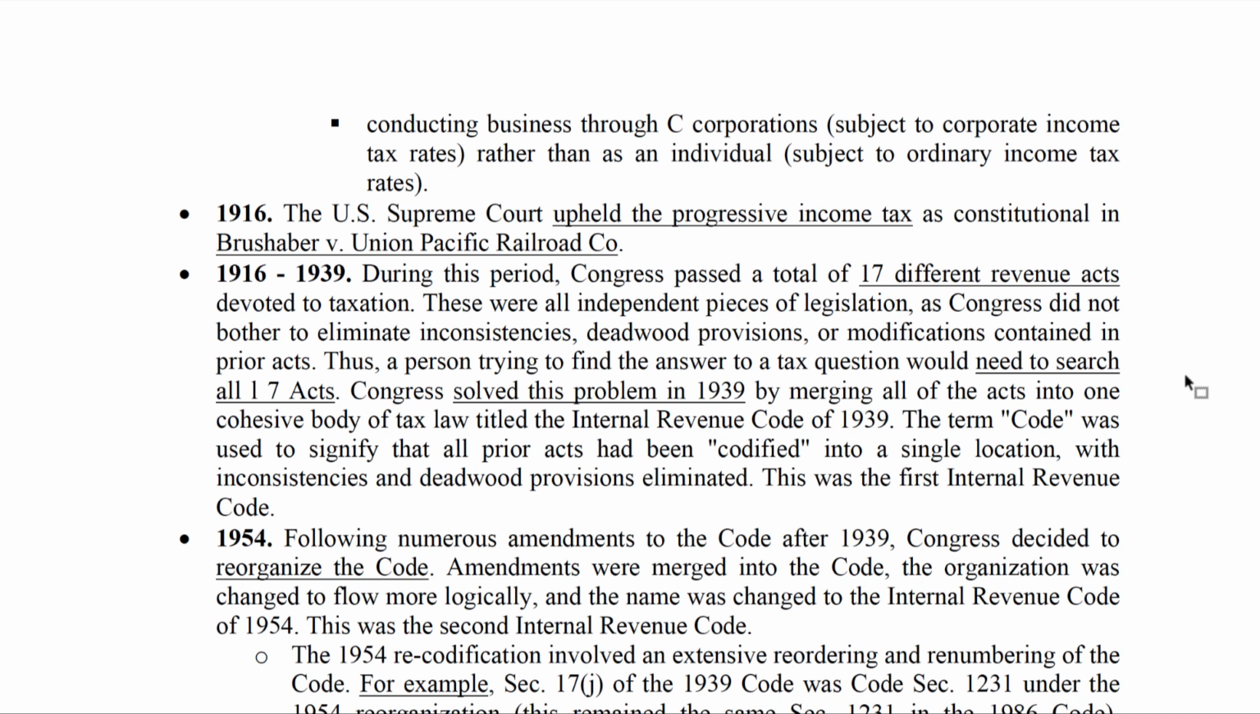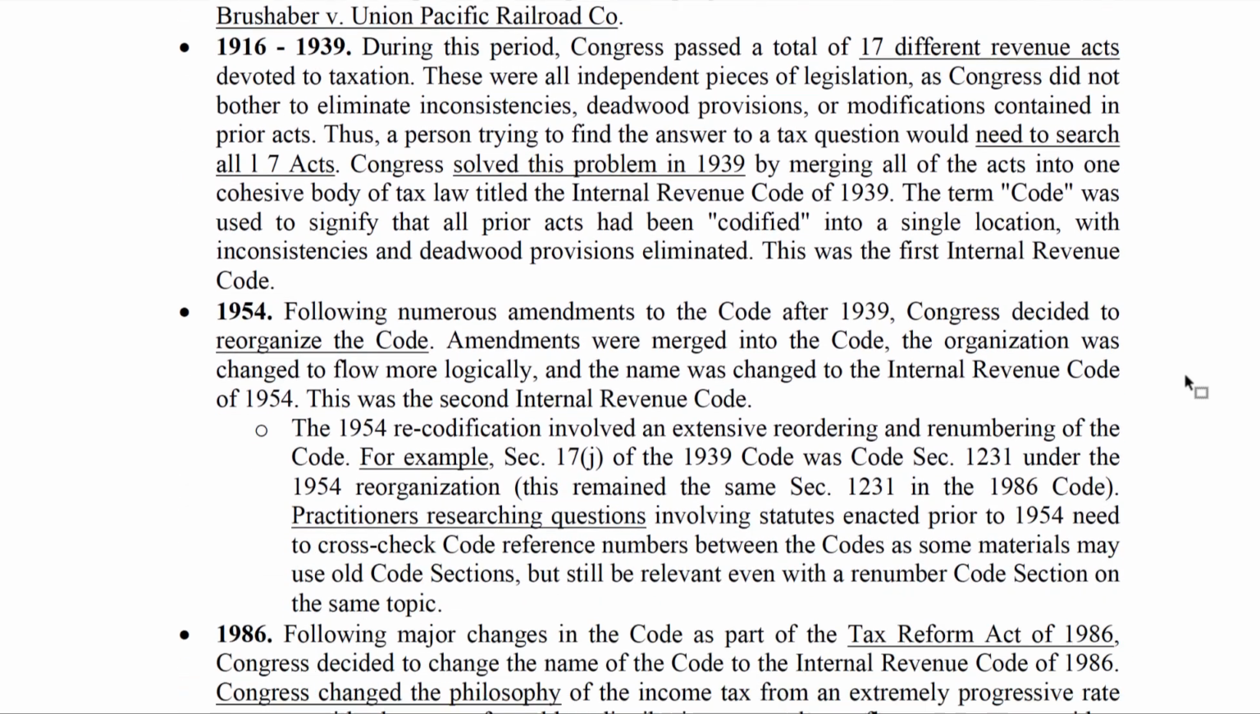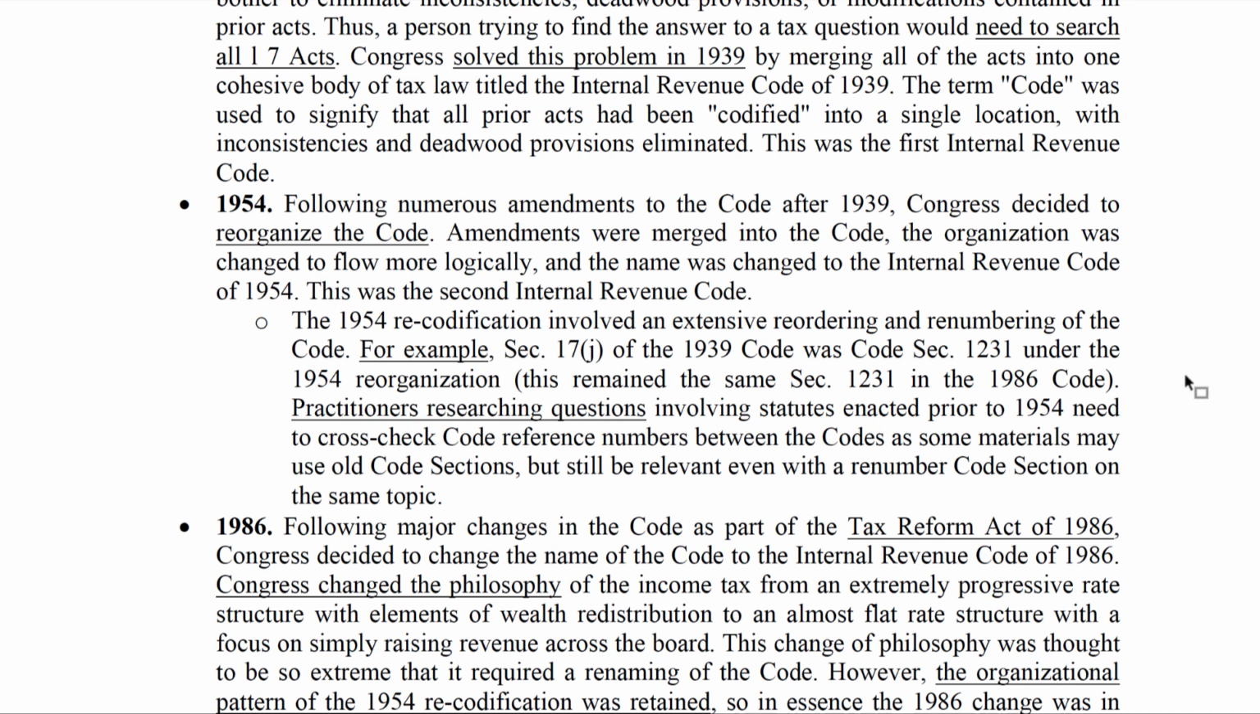So finally, to solve this issue, Congress in 1939 creates the first Internal Revenue Code of the U.S., Title 26 of the U.S. Code. This is our first tax code. So this is 1939, our first tax code. A single location where you find all the tax provisions enacted by Congress. The first tax code. 1954, we have our second tax code.